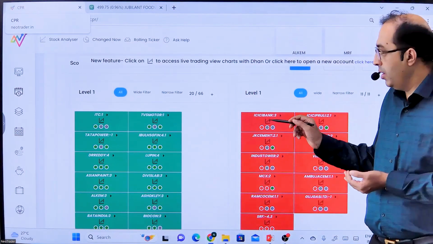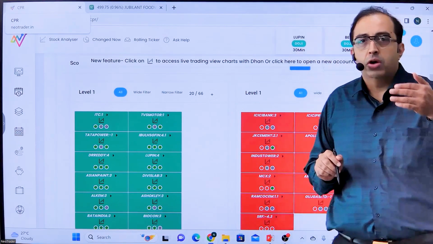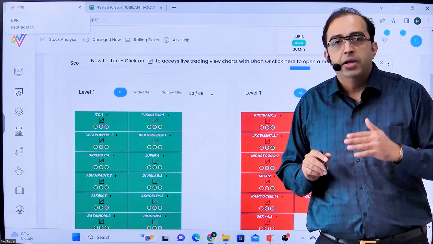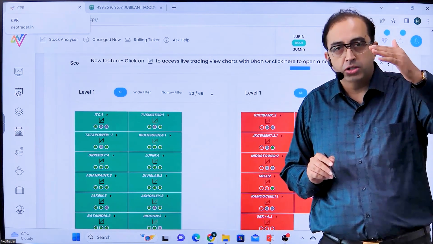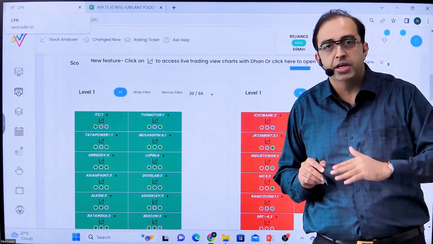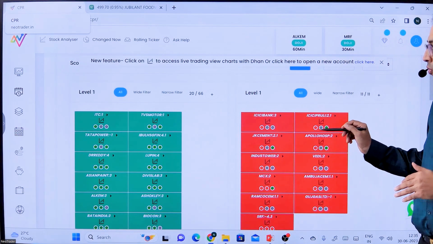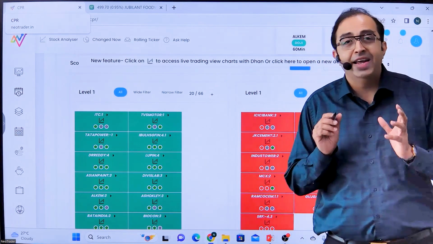Now, in the same way, if you take a look at the downside, how does it work? A stock below the CPR, crossing the previous day's low and then crossing S1, that stock is considered a level 1 trade. So level 1 trades are the highly qualified trades.